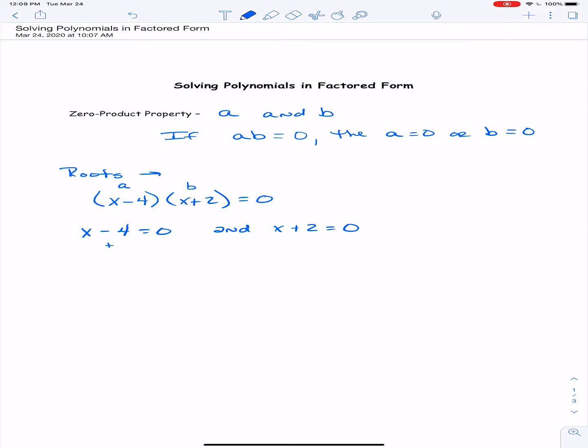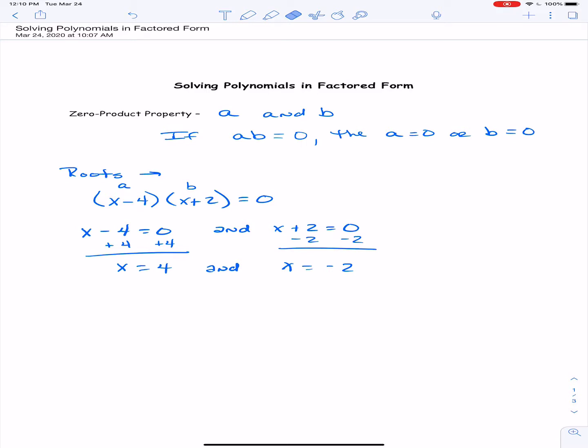In this one over here, we're going to add 4 to both sides. And so x is equal to 4. And then over here, we're going to subtract 2 from both sides. And so x is equal to negative 2. So our roots for this polynomial are 4 and negative 2. Okay, everybody good? Anybody have any questions? Good, because I can't see your hands. So let's look at one more.